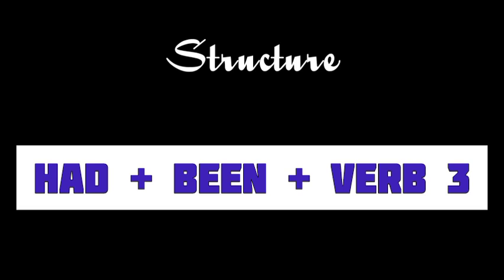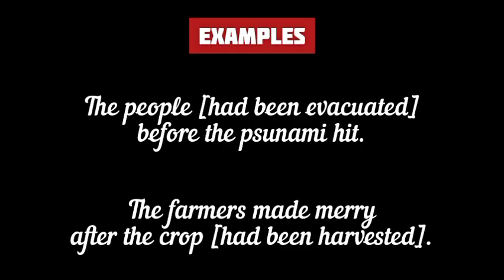We also know that in passive voice the subject is the receiver of the effect of the action, while in active voice the subject is the doer of the action. Now let's see some examples of the past perfect tense in passive voice on your screen. The people had been evacuated before the tsunami hit. In this sentence, the verb had been evacuated is in passive voice past perfect tense.